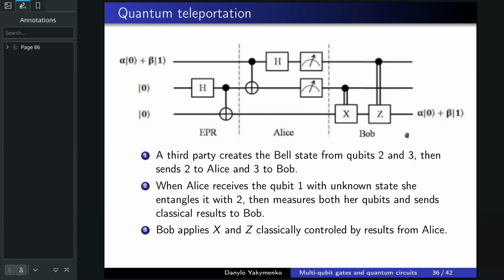Now, why does this circuit work? Why is this true? There are many books and resources that explain quantum teleportation, mostly by simply calculating all the math, but I want to show a little bit unconventional way to prove that this scheme works.